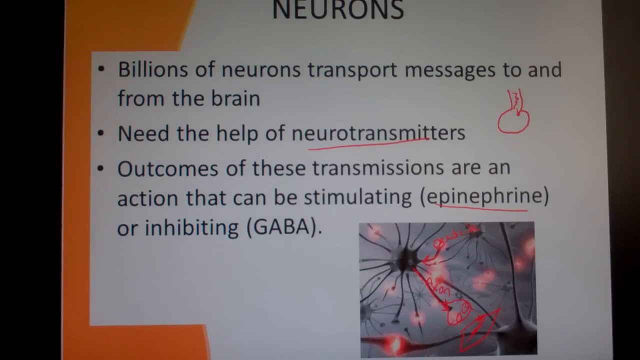Epinephrine, of course, is stimulating, so we could say that these little neurotransmitters are epis. And GABA is inhibiting. I think I already talked about this. So GABA would go ahead and, actually probably down here, would kind of chop it off so you can't get the signal through, and therefore you can't stimulate anything.